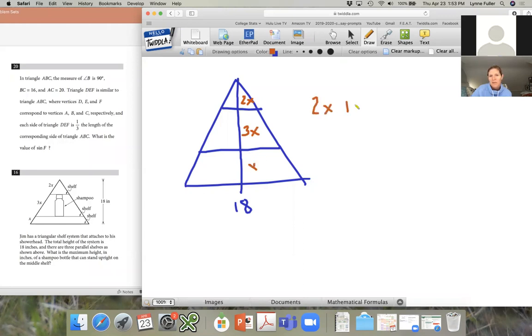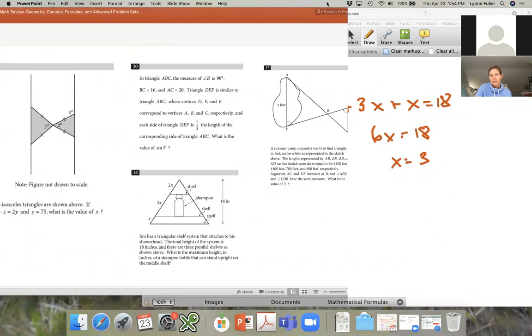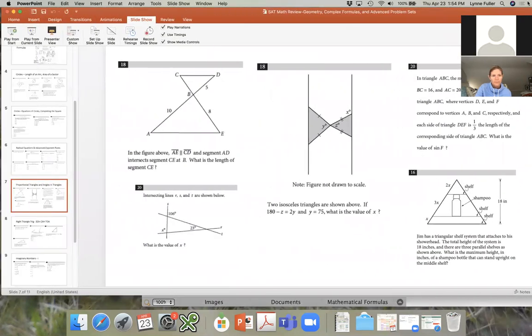So if I have 2x plus 3x plus x equals 18, so 6x equals 18, x is equal to 3, and what's the height of the shampoo shelf? 3 times 3 is 9. So no matter how you slice it, whether it's on its side or straight up and down, those proportions are going to remain intact. And here's just one other word problem of proportion, like the first one that we rolled through.